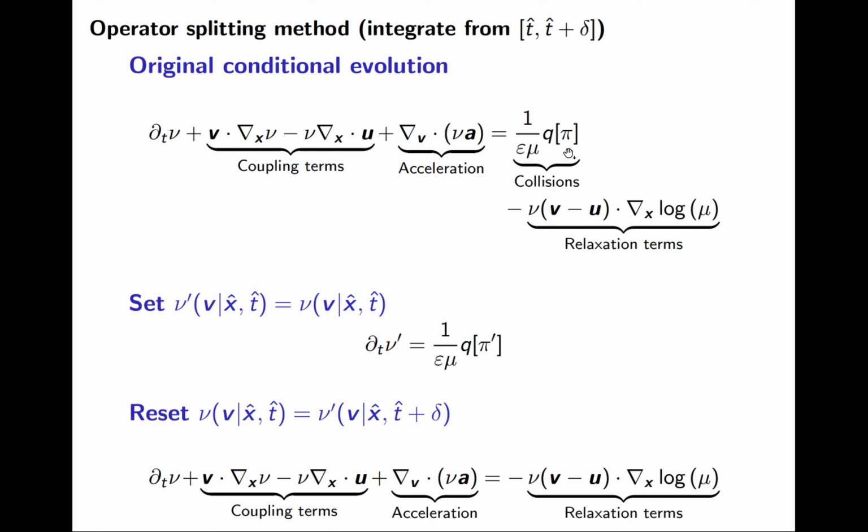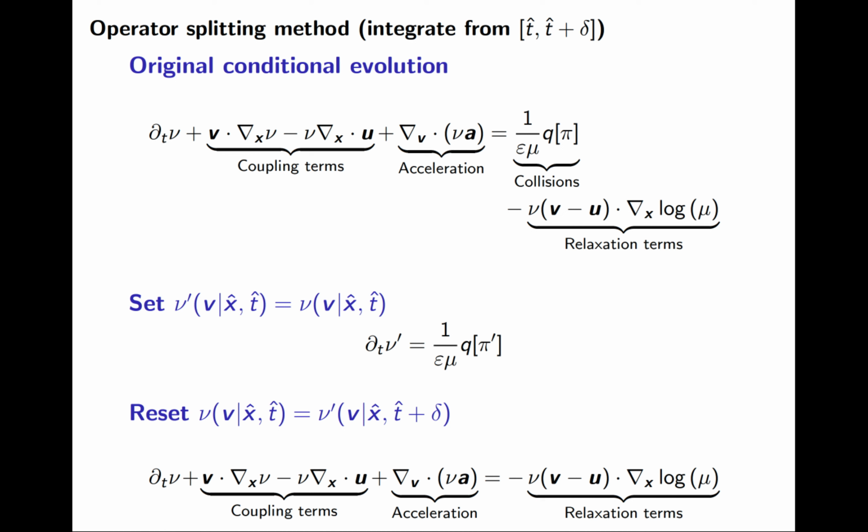And so the way we address this collision operator is with a method called operator splitting, where we define some new density, nu prime, and at the beginning of this small time window, we just set its initial condition equal to whatever we have stored already for this density nu. And then we integrate nu prime using only the collision operator. So we ignore the coupling terms, the acceleration, and the relaxation terms, and we just integrate over this small time window using the collision operator. And because the collision operator doesn't rely on any derivatives of nu, we can do this independently for all of our DEMs across the entire spatial domain.